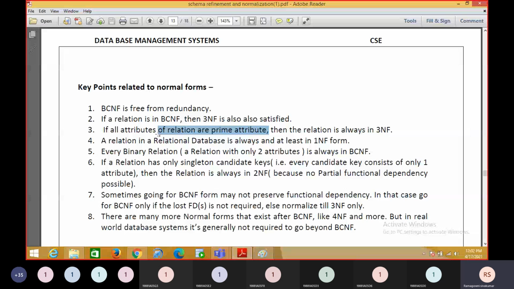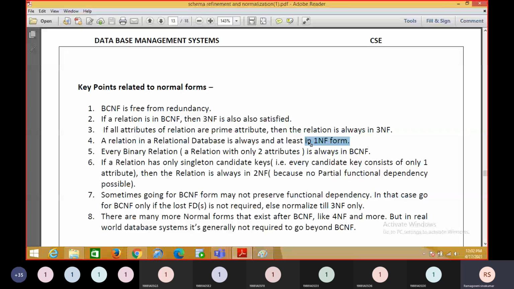If a relation has only singleton candidate keys, every candidate key consisting of only one attribute, then the relation is always in second normal form. Second normal form means there is no partial functional dependency. The point here is that the relation has only a single candidate key, so the relation is always in second normal form.